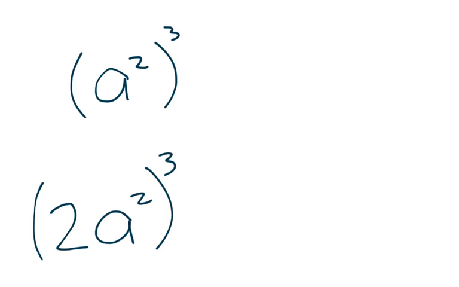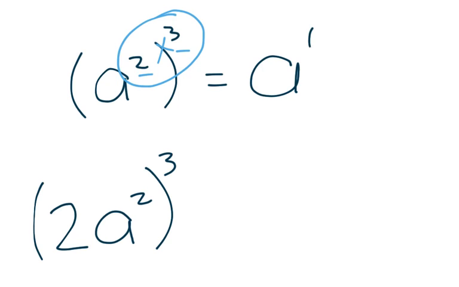Section 7-4, more multiplication properties of exponents. So last time we talked about multiplying exponents with the same base. This time we have exponents being raised to another power. So we have a squared to the third power. Whenever you have something like this, what you're going to be doing is multiplying the exponents. So 2 times 3 is 6, so this is going to be a to the 6th power.